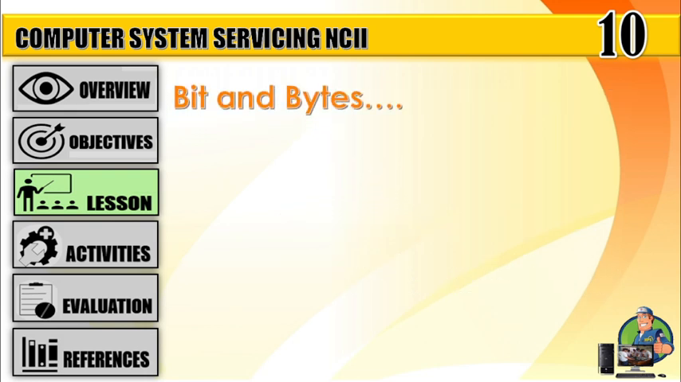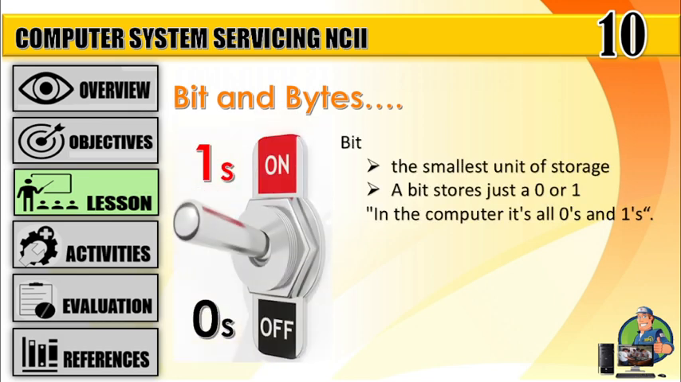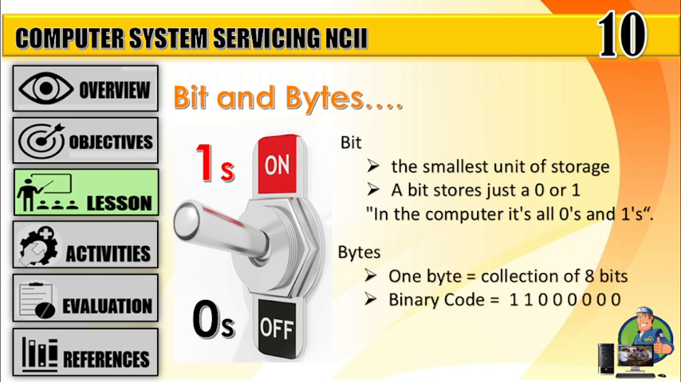Bit and bytes. A bit is the smallest unit of digital information, either 0 or 1. A byte is a unit of digital information consisting of 8 bits, commonly used to represent a single character such as a letter, number, or symbol.